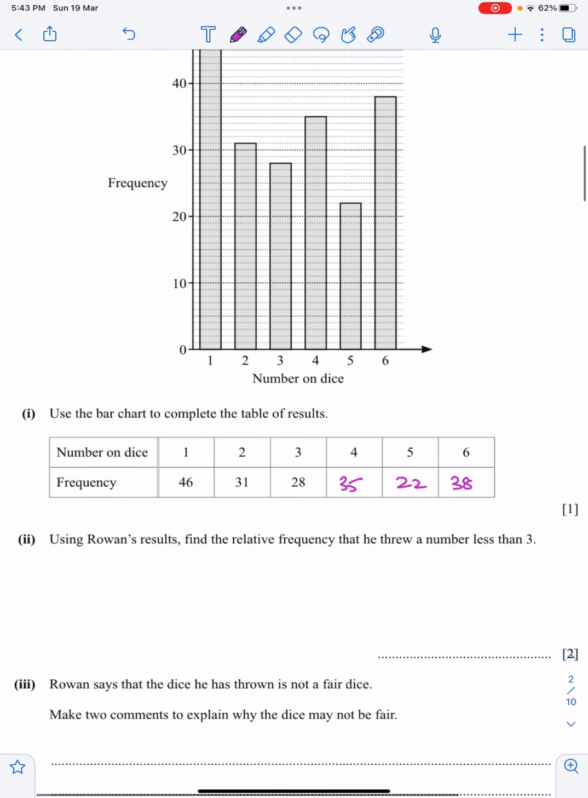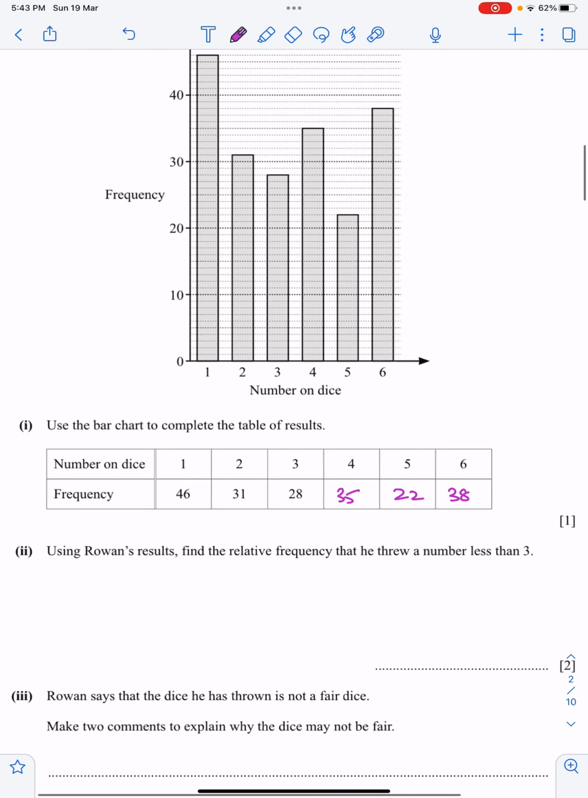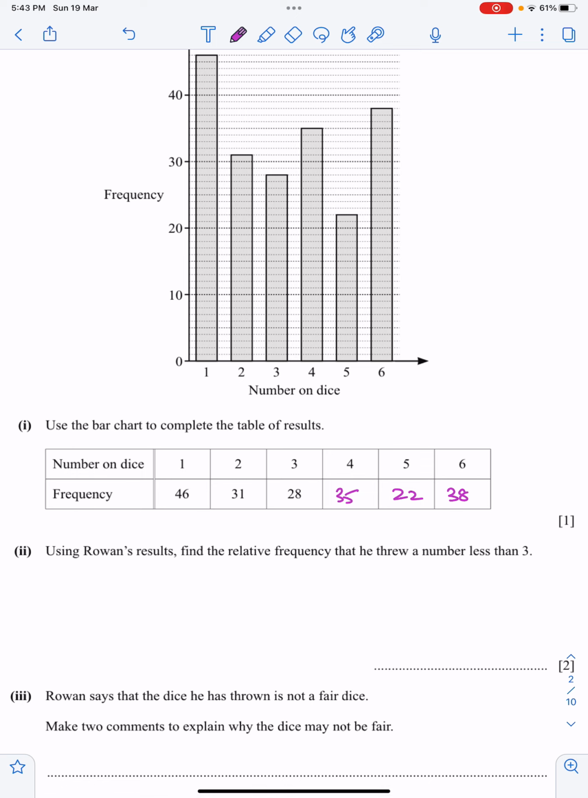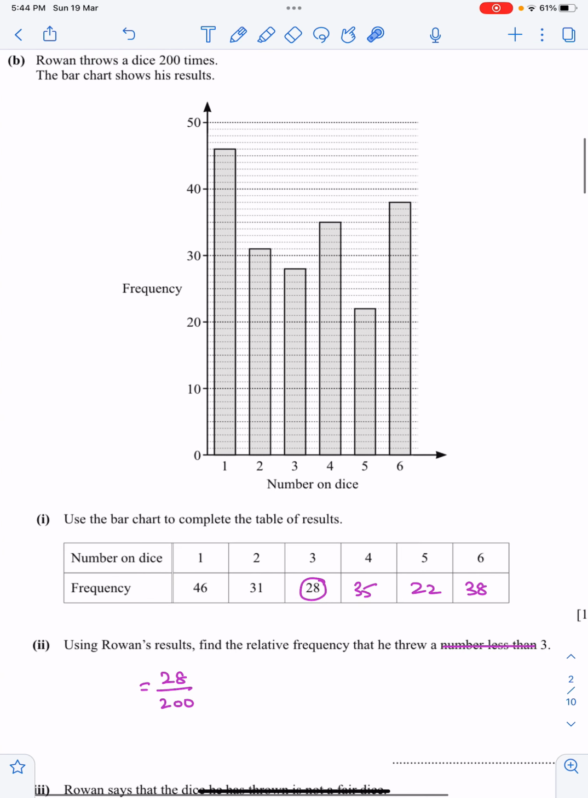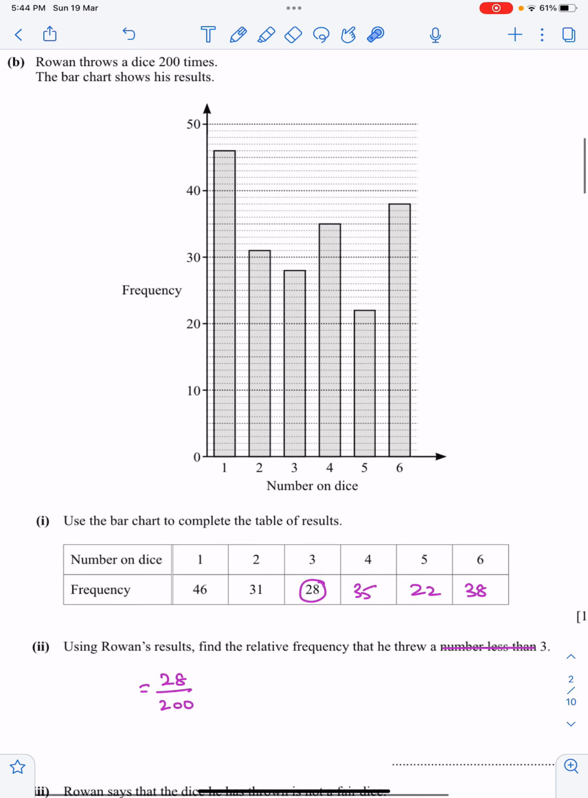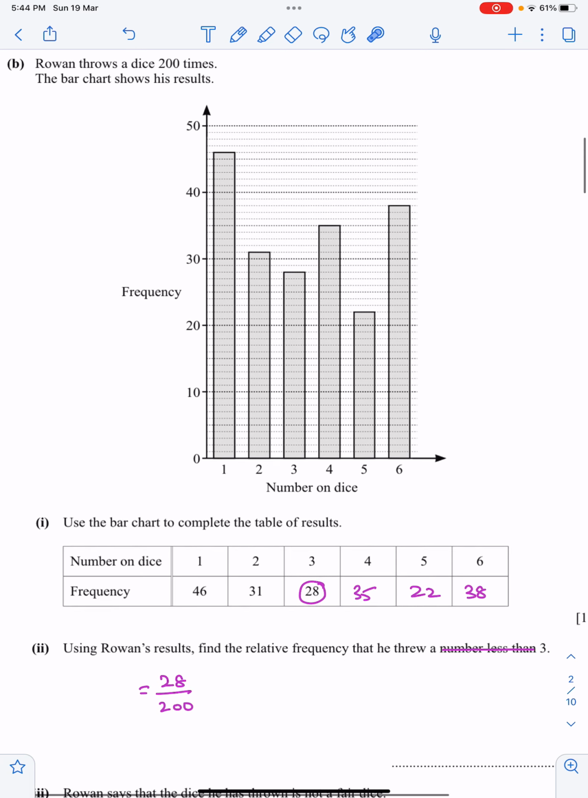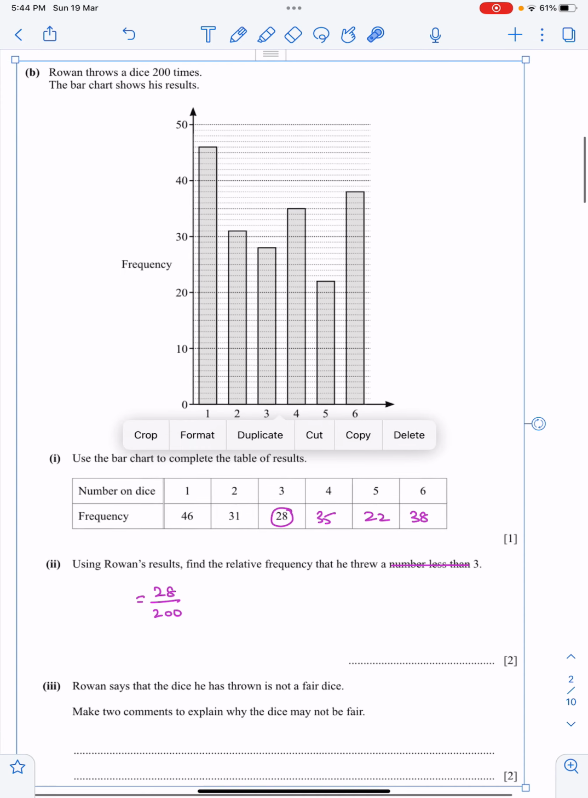Using Rowan's results, find the relative frequency that he threw a number less than 3. For instance, if I make a minor change in the question and say he threw a 3, what is the frequency of 3? It's 28 divided by the total number of possible outcomes, which is 200. So relative frequency is how often this is happening. That means, when you throw a dice, how often is 3 coming out of 200 throws. So the answer is going to be this.